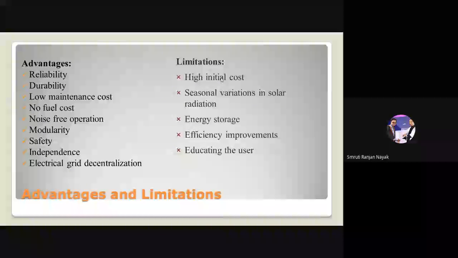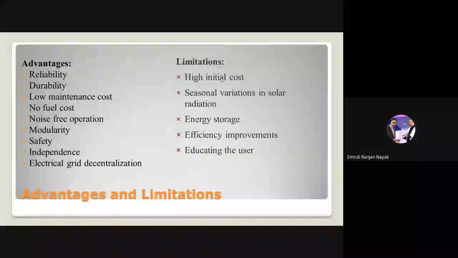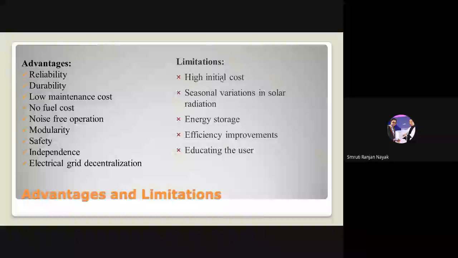As your internship is focused on solar, you must know about the advantages and limitations of these things, because in your course the design, the maintenance, and the troubleshooting are more important. So now we are moving to the next slide.